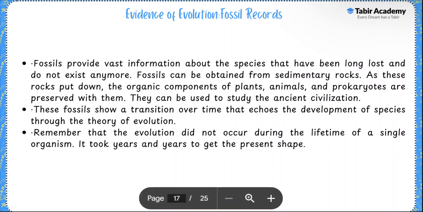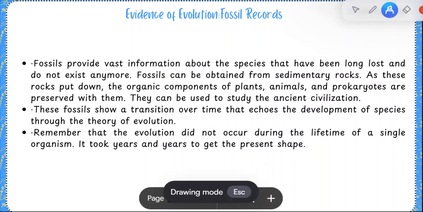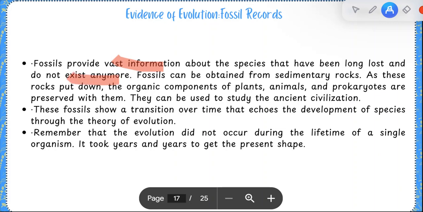So how do we know that evolution is a real thing? So we look at fossil records. Fossil records provide vast information about the species that have been long lost and do not exist anymore. Fossils can be obtained from sedimentary rocks, and as these rocks are put down, the organic components of plants, animals, and prokaryotes are preserved with them. They can be used to study the ancient civilizations that are not here anymore.